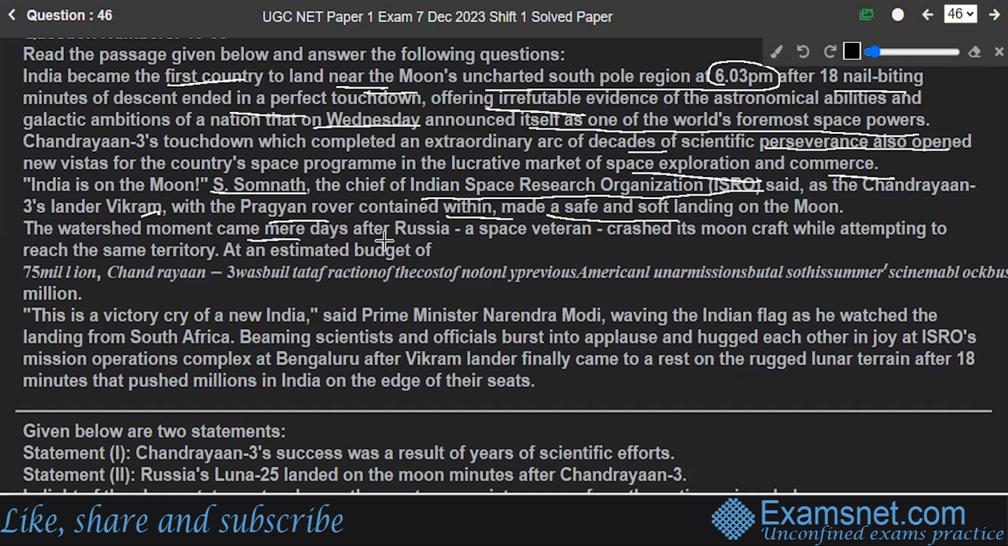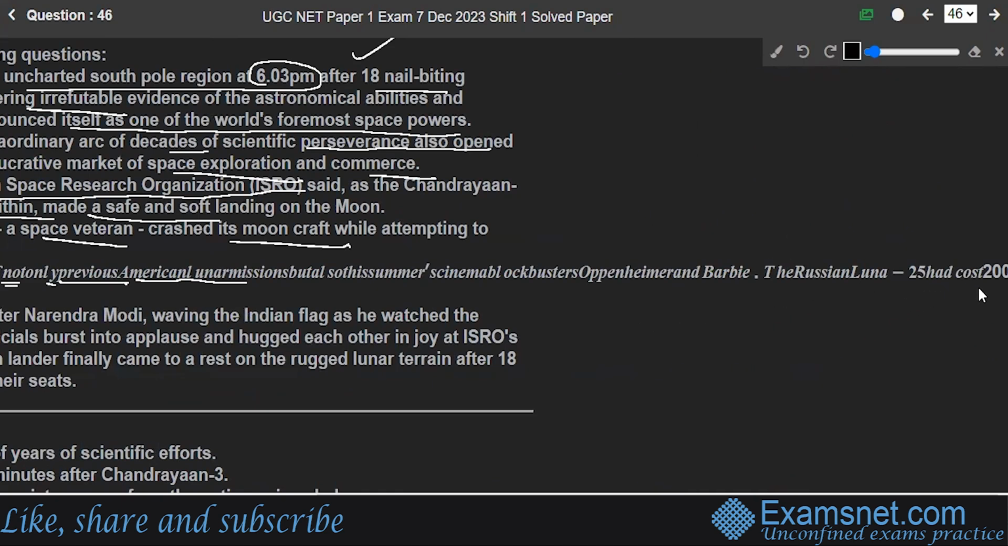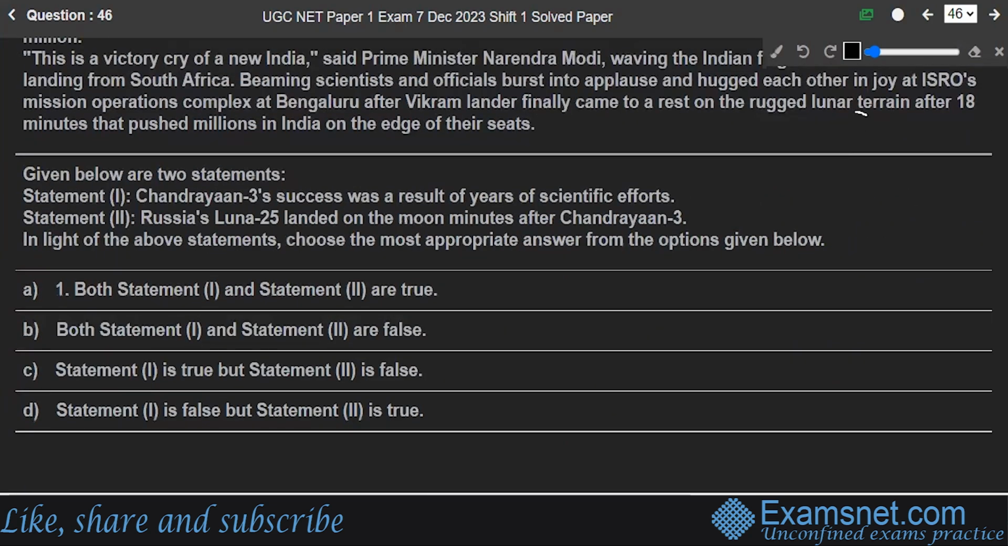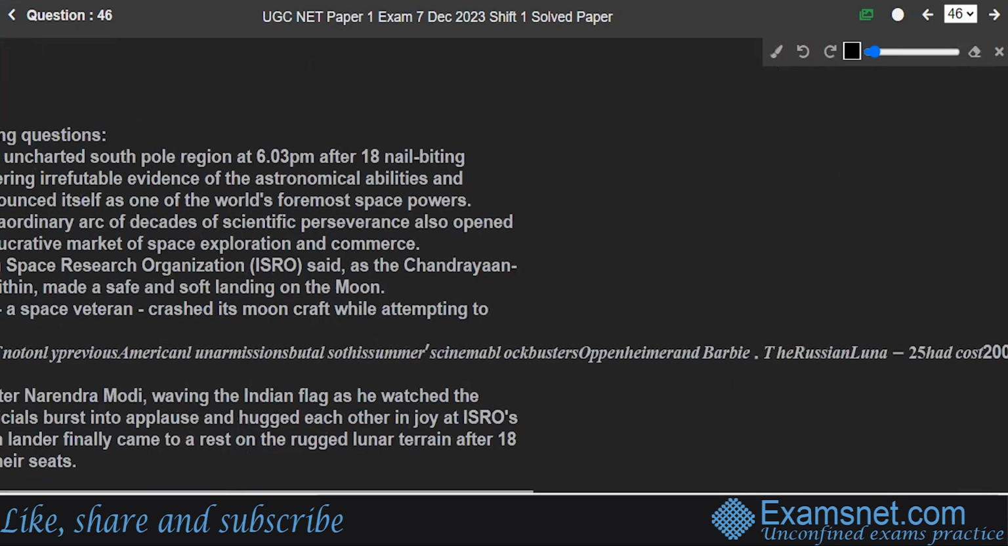The watershed moment came mere days after Russia's space veteran crashed its mooncraft while attempting to reach the same territory. At an estimated budget of 75 million, Chandrayaan-3 was billed at a fraction of the cost of not only previous American lunar missions, but also the summer cinema blockbusters Oppenheimer and Barbie. The Russian Luna 25 had a cost of $200 million.